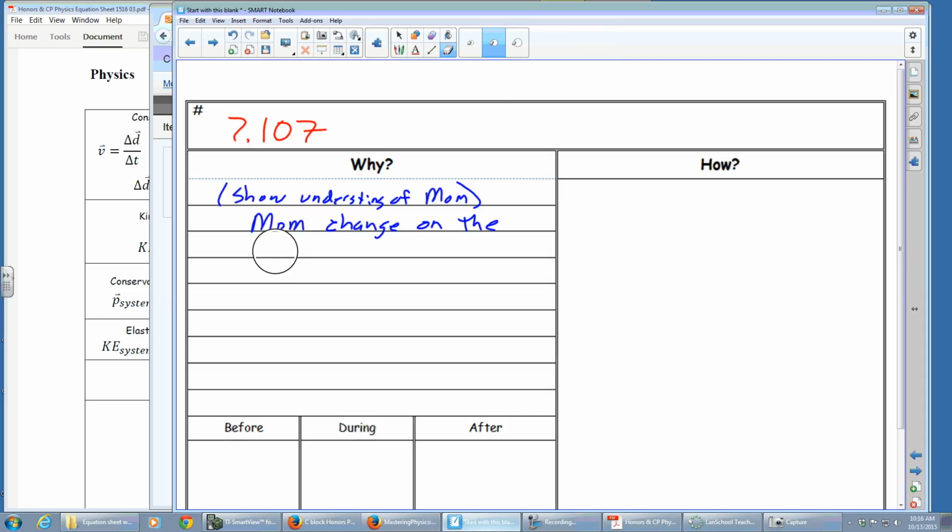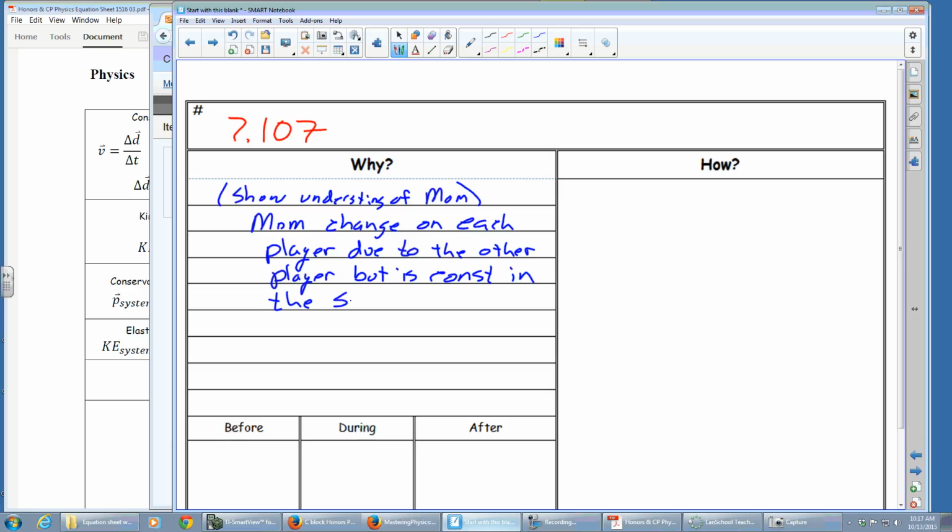How about on the player? On each player due to the other player, but is constant in the system.